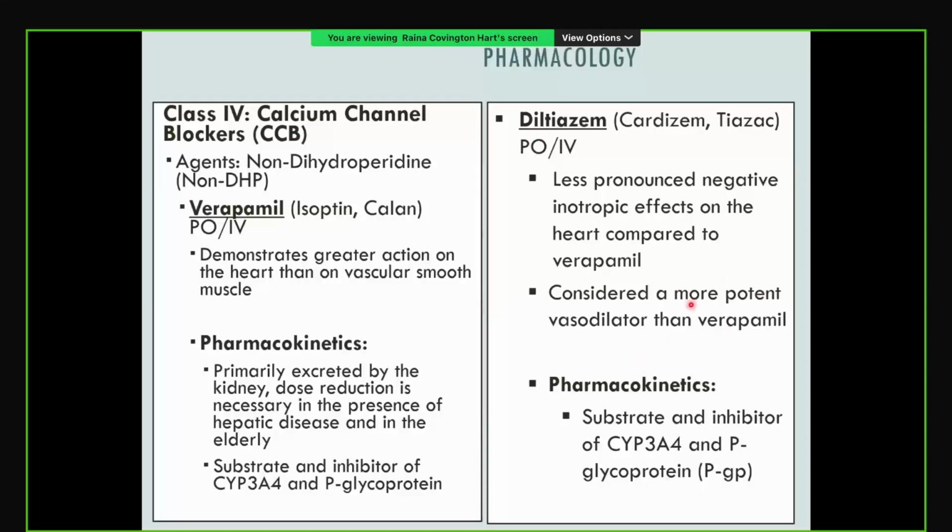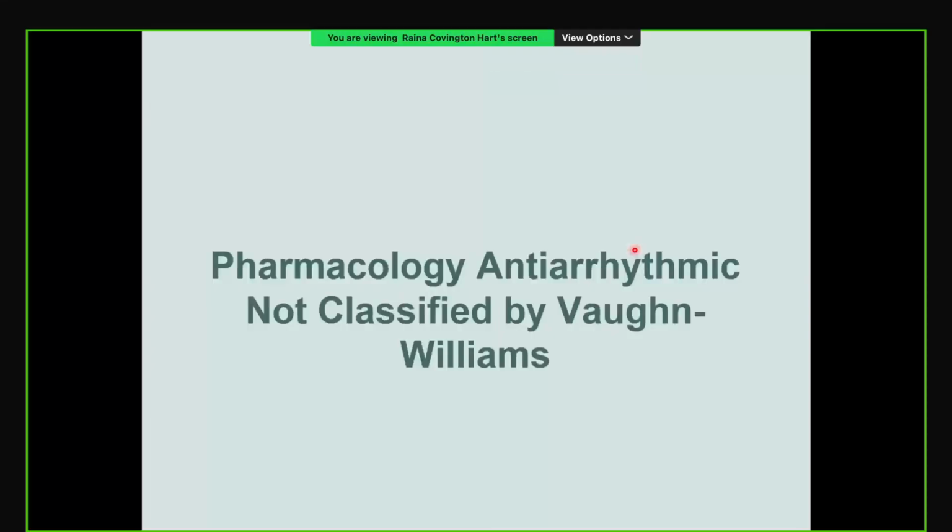And then this one you see for your dilt, it is more of a dilator, okay, more potent dilator, whereas verapamil is stronger on the heart. Both of these are strong for the heart. This one has more effect on that heart rate than your diltiazem. Your diltiazem has more of a vasculature effect, but it's still a very good one when we talk about the heart rate because it is a non-DHP calcium channel blocker. And then you see your PGP here again.